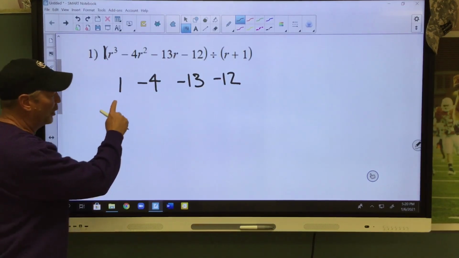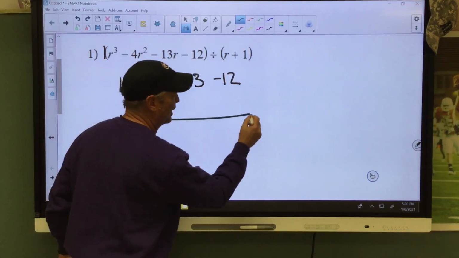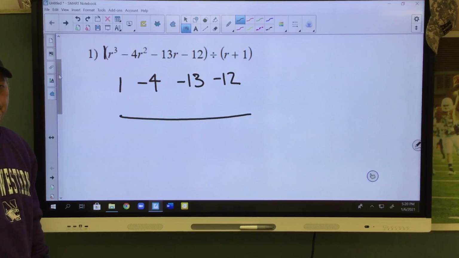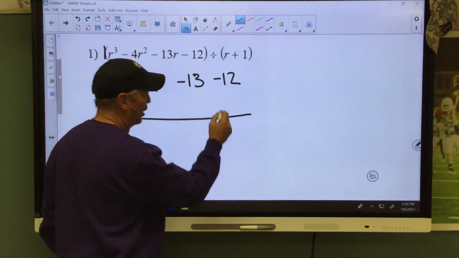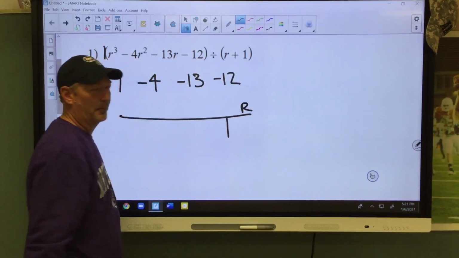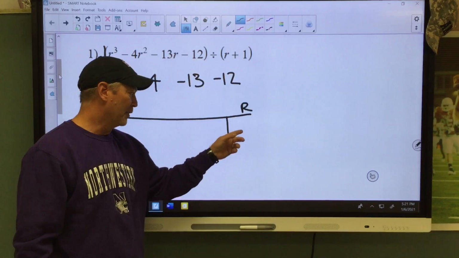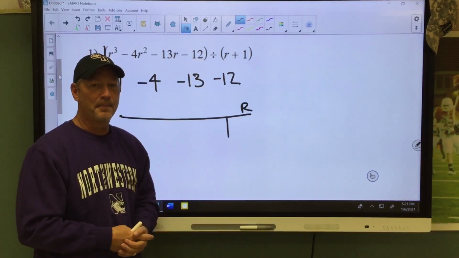Okay? Now we're going to write some numbers underneath there, so I'm going to give myself a little bit of space to write some numbers to work with. I'm going to put another line right here. This is going to be my remainder column. So whatever shows up here could be a remainder. If it's a 0, then I have no remainder.